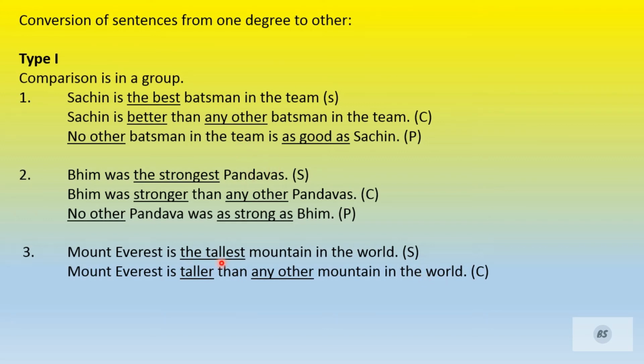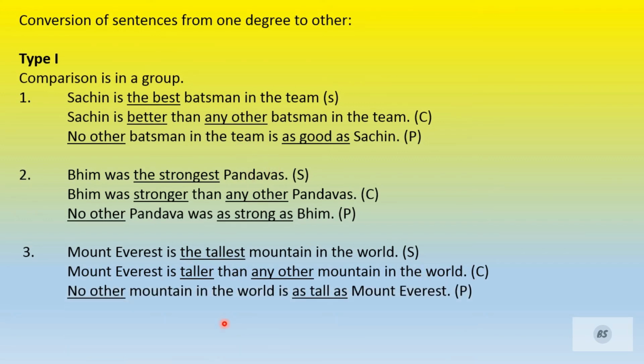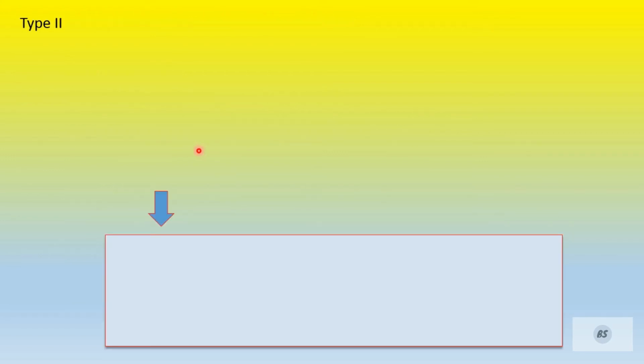Like here we did same way. Structure remains the same. No other mountain in the world is as tall as Mount Everest. So if you see any other, no other, same changes I have done, and adjective is changed from tall to taller, tallest. Okay, so this was type 1 when comparison is done in a group. Is it okay? Now let's learn type 2.